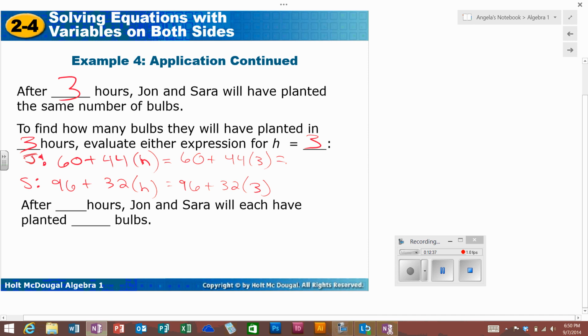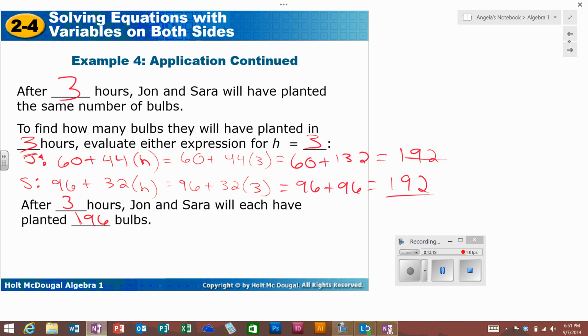So when I solve this out, I'm actually going to get 60 plus 132. 44 times 3 is 132. And then I'm going to get 96 plus 32 times 3 is 96. So this total should be the same. So let's hope that I did my math right. I didn't mess up. 192. And then 96 plus 96 is 192. So after 3 hours, they will have planted 192 bulbs each, which is good. We wanted it to be the same, right?